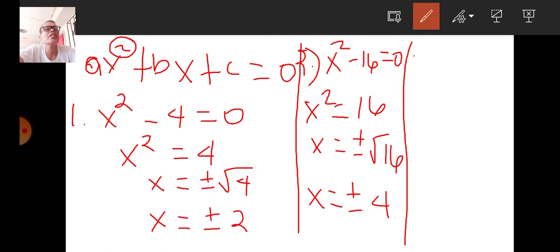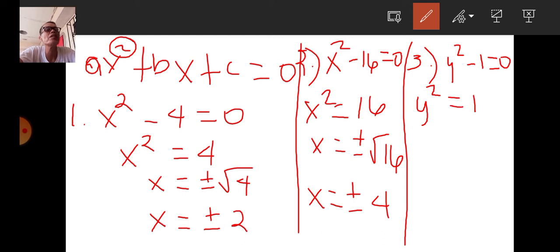Another example. We have y squared minus 1 equals 0. Transpose 1 to the other side, and the equation becomes y squared equals 1. Extract the square root. So y equals plus or minus the square root of 1. Y equals plus or minus 1.